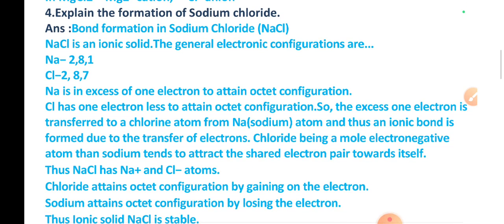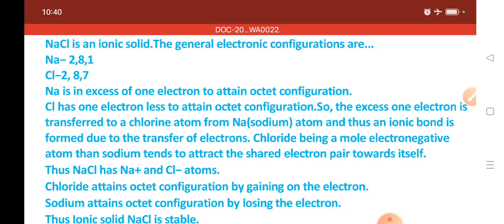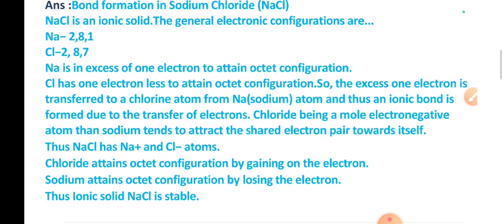Explain the formation of sodium chloride. The bond formation in sodium chloride, NaCl. Sodium chloride is an ionic solid. The electronic configurations are sodium 2, 8, 1 and chlorine 2, 8, 7. Sodium has an excess of 1 electron to attain octet configuration. Chlorine has 1 electron less to attain an octet configuration. So the excess electron is transferred from the sodium atom to the chlorine atom, and thus an ionic compound is formed.